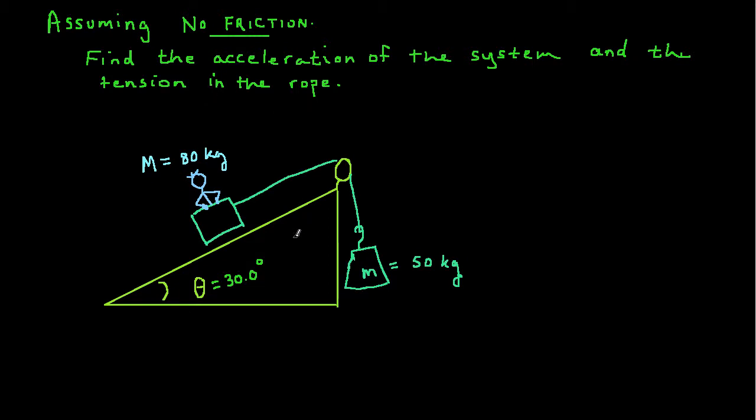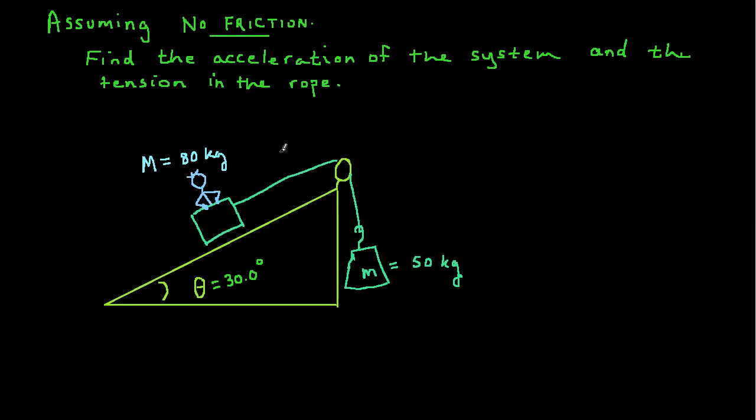Okay, so now we're on to a ramp and pulley question. We're going to assume that there's no friction anywhere, not in the pulley, which almost all these questions assume, but also not on the ramp here. This is just to simplify it, because it's the first one we're going to look at. The question asks us to find the acceleration of the system and the tension in the rope.